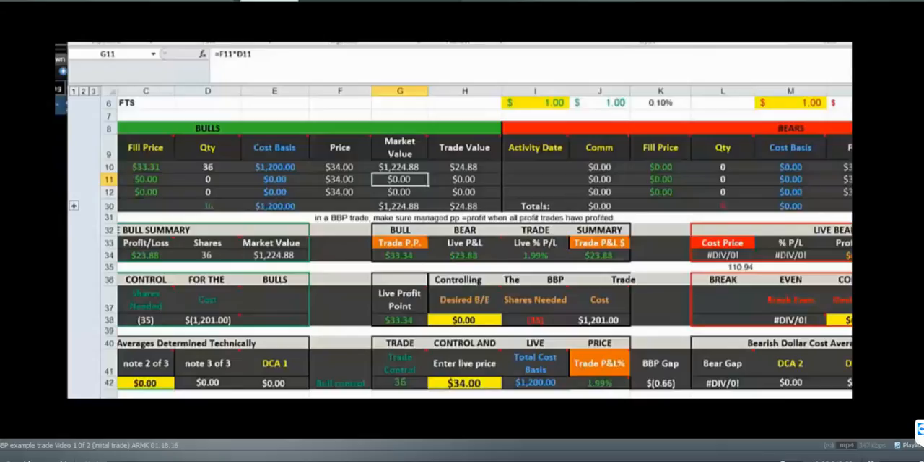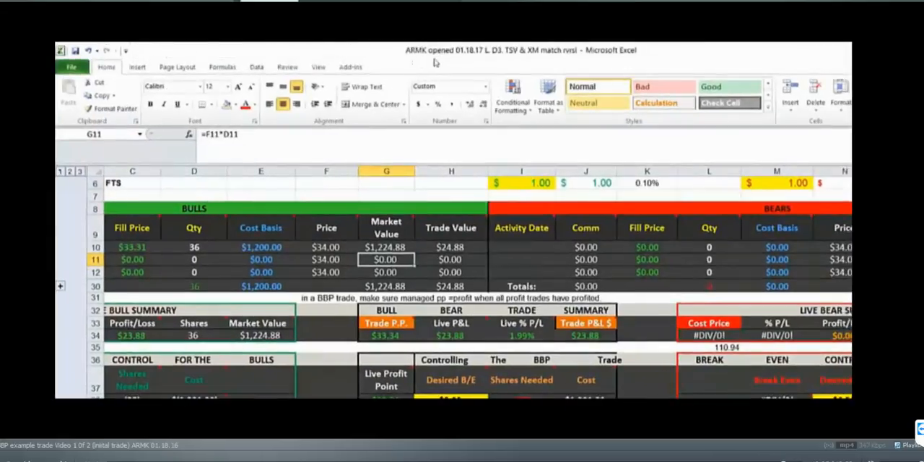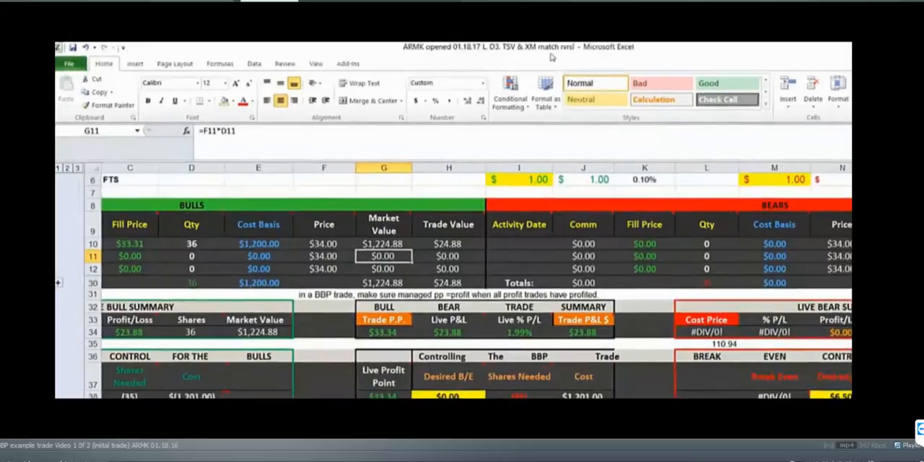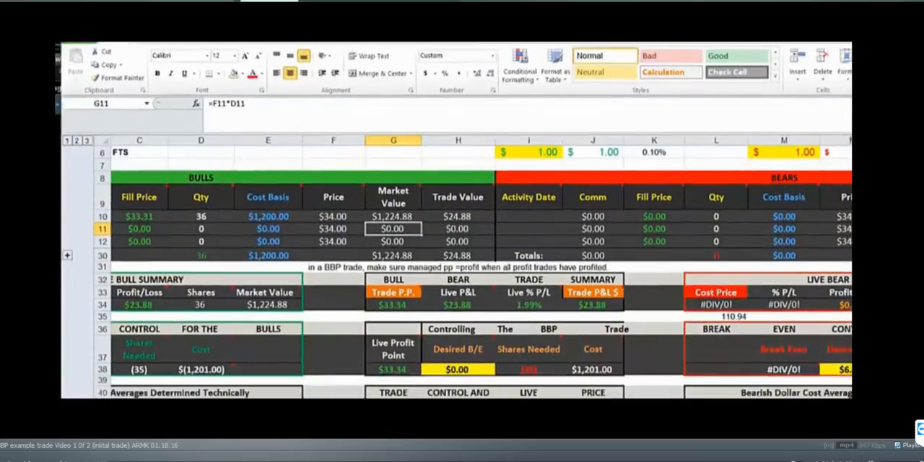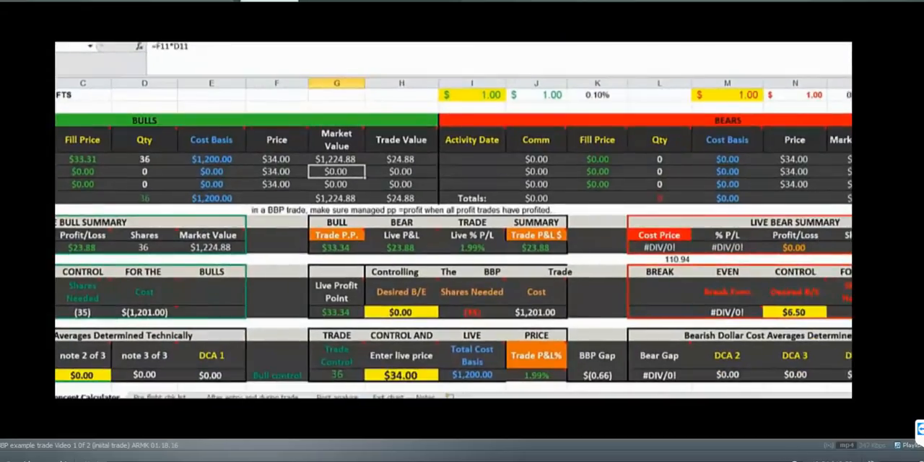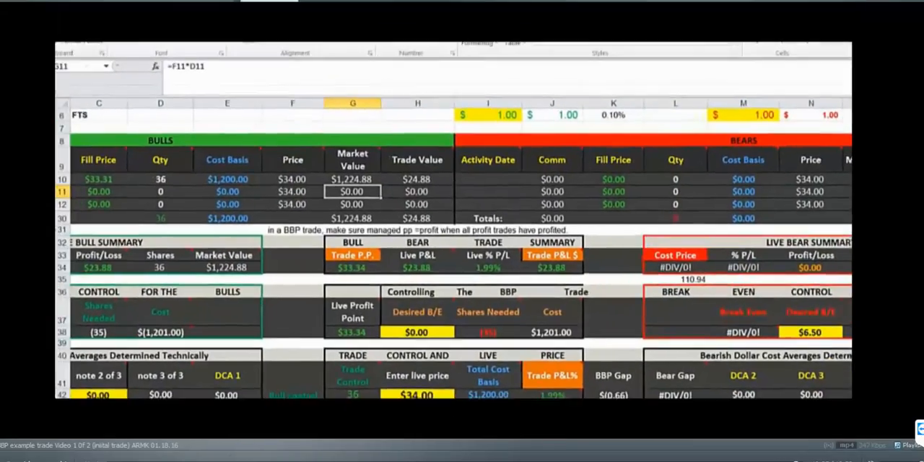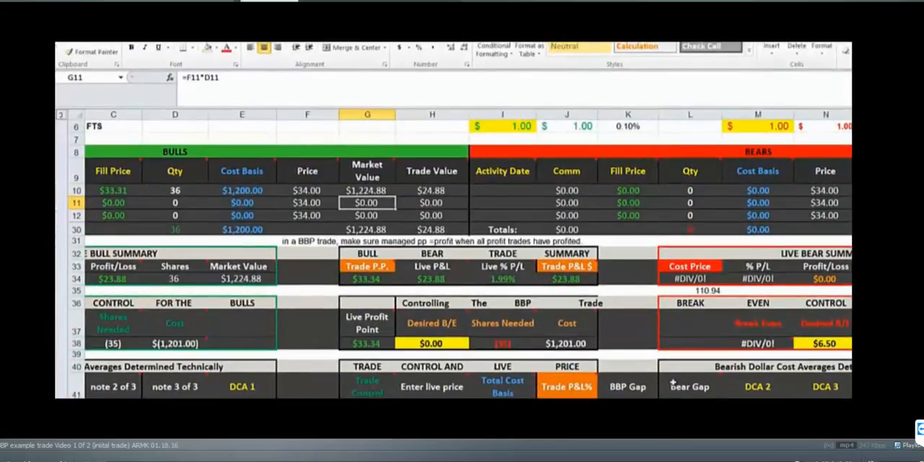And here it is. Here's the folder name, ARMK, opened on the 18th. That was a long D3 type of trade chart, and TSV and XM match reversal is the name of the folder. And that is it. I'm happy with everything. That's what I would do on every single trade I make to keep track of the trade. And that concludes this video.